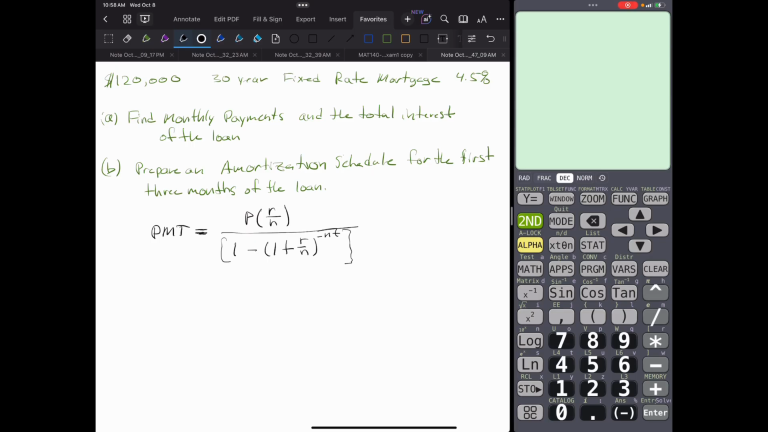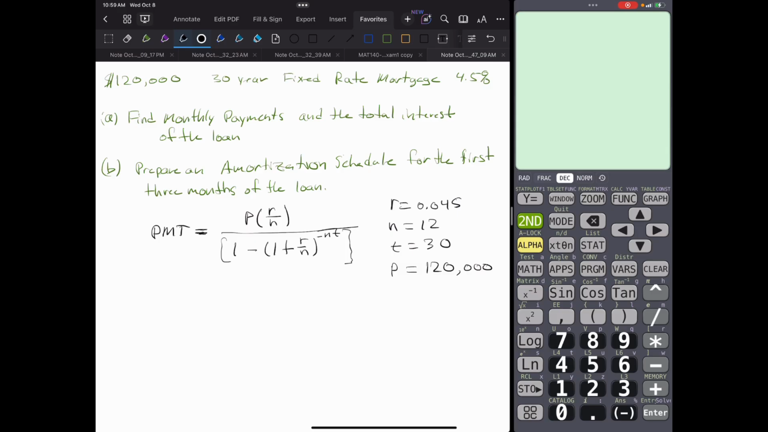Okay, so if that's my formula, I've got to start figuring out what my values are. My r is 4.5%, but I never write that as a percentage. I always write that as a ratio, so 0.045. My n is the number of payments per period, so that's going to be 12. My t is my number of years, so that's going to be 30. And then my principal is the value of the loan, so that'll be $120,000. Right now I'm just writing these out as numbers so that we can put them into the formula.